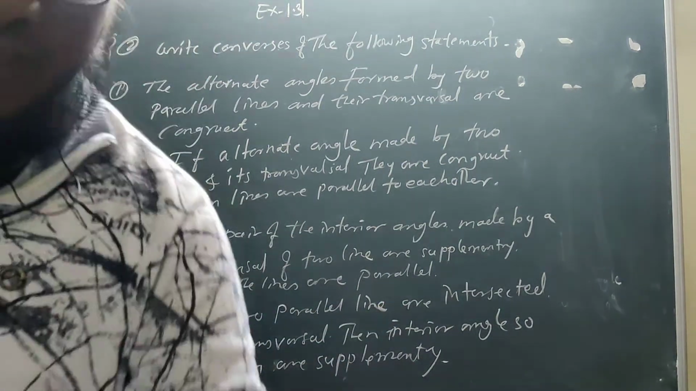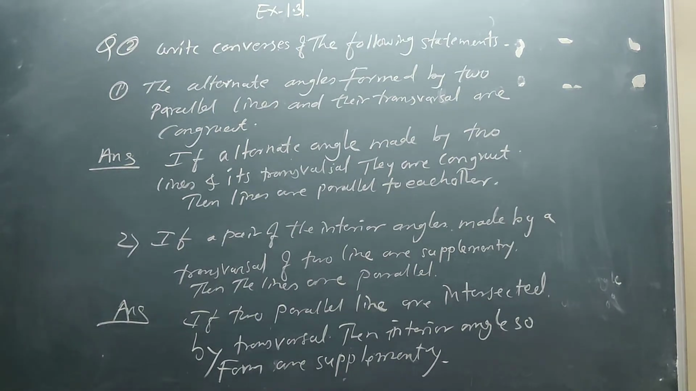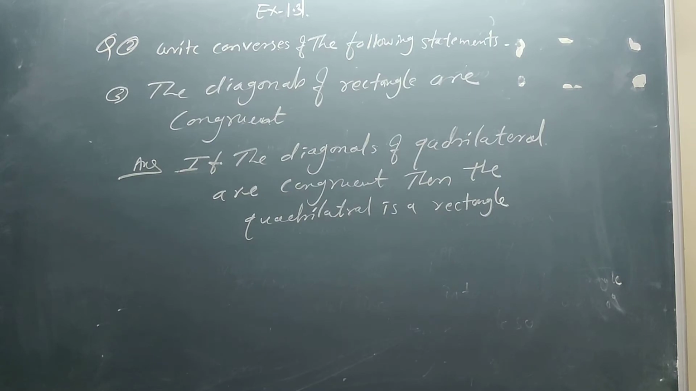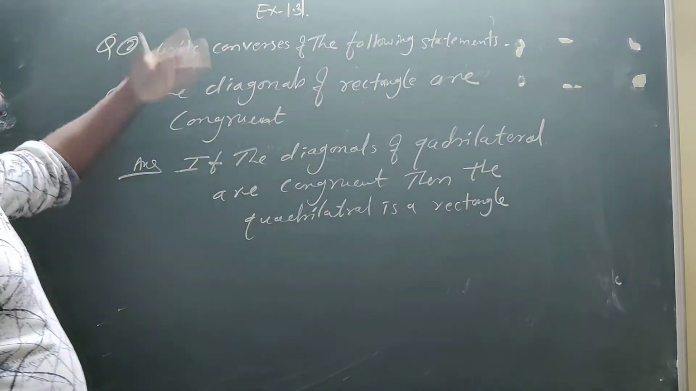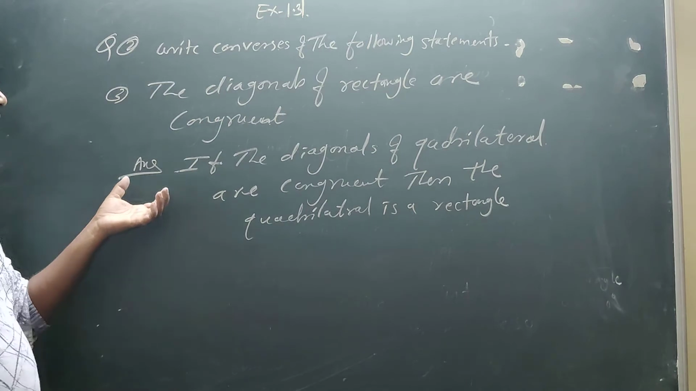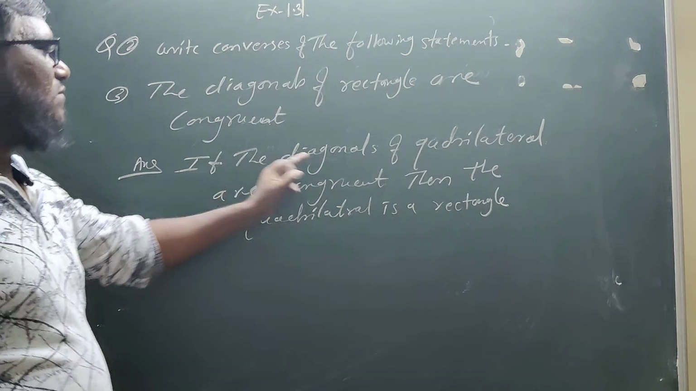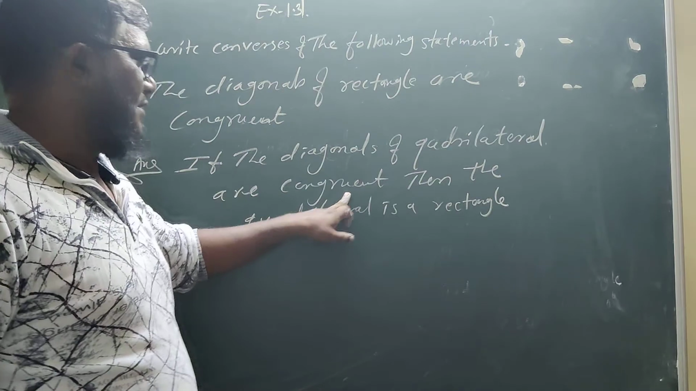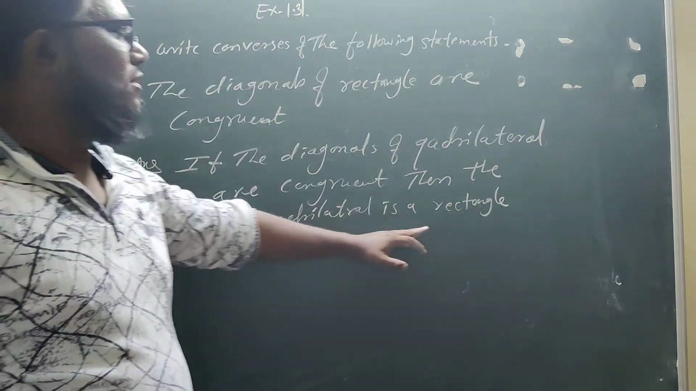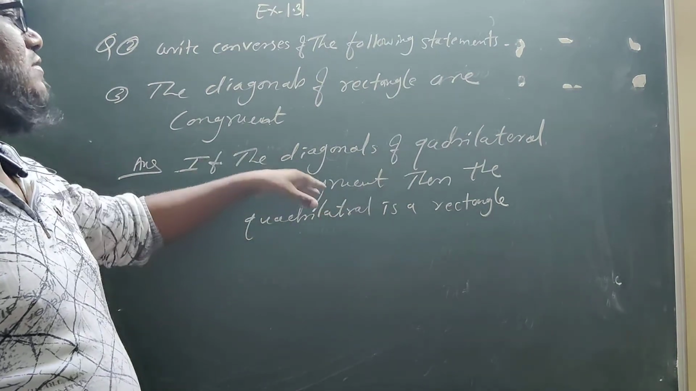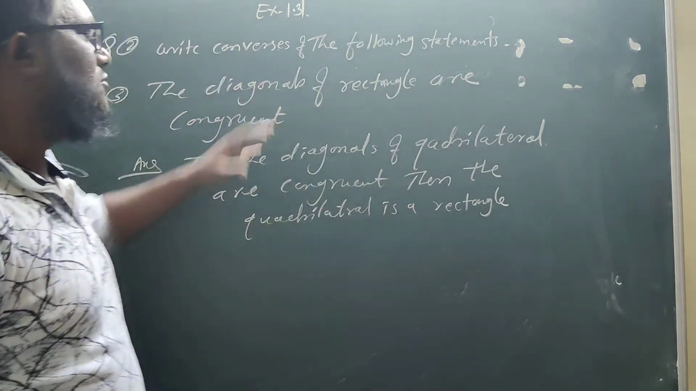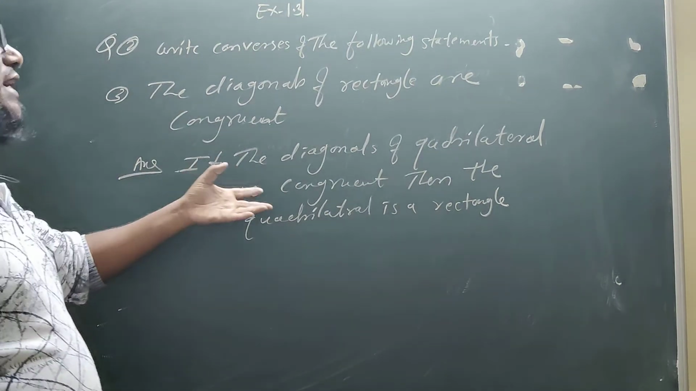Now the last question of 1.3 is given here. The third question is like this: the diagonals of a rectangle are congruent. We have to convert this statement. I have already written the answer. If the diagonals of a quadrilateral are congruent, then the quadrilateral is a rectangle. If a quadrilateral is a rectangle, then its diagonals are congruent. The meaning of these two statements is the same, but we have to write it in converse form.